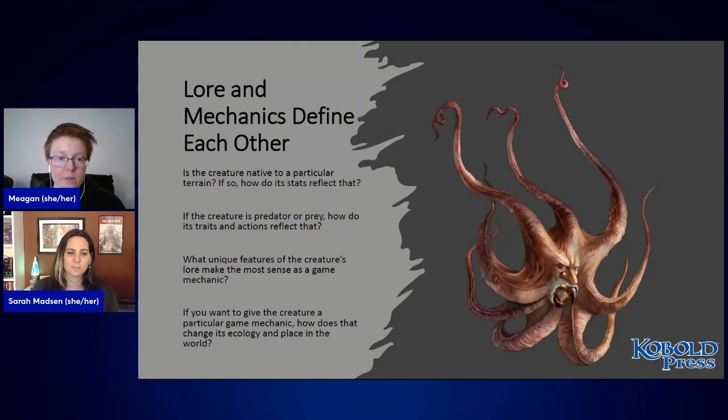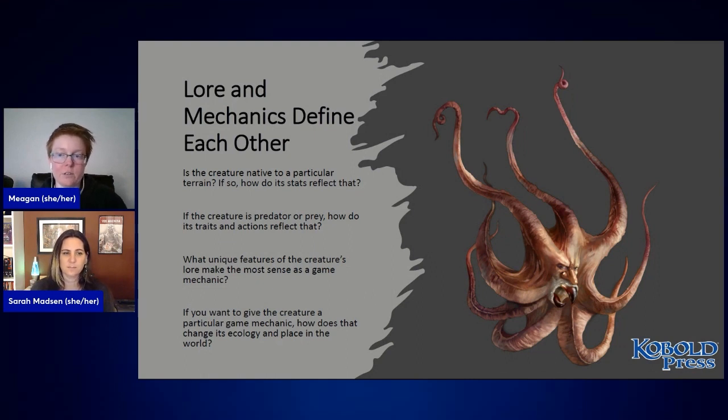And what other unique features of the creature's lore would make the most sense as a game mechanic? So you've got some description of it doing something in particular in the lore, or something that maybe even the locals fear it for. How can you bring that into your game mechanics? And then you can also reverse this, right? Like, I really want this creature to do this really cool thing, but how would that change its ecology? How does that change its place in the world?